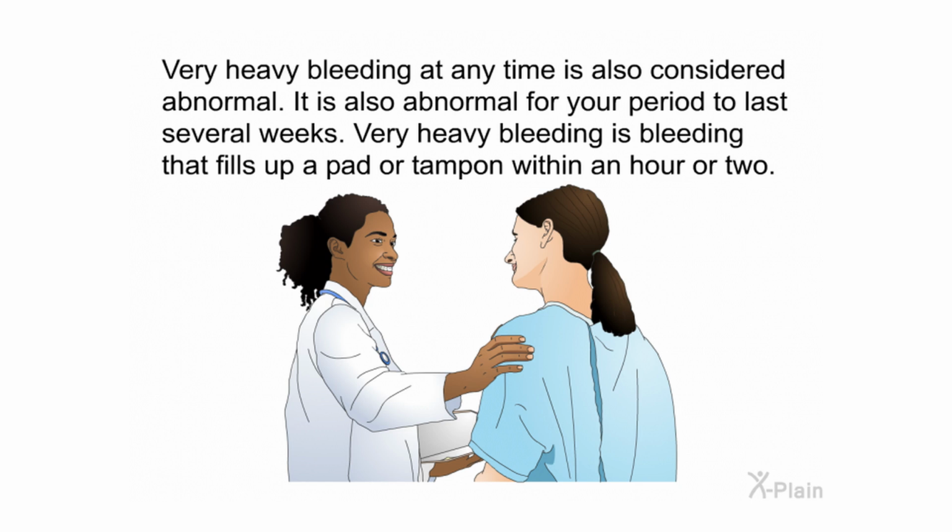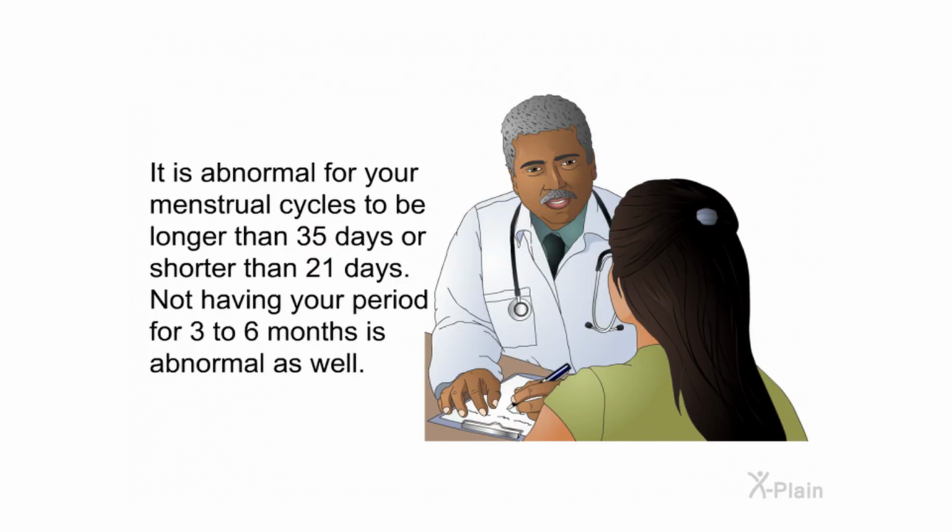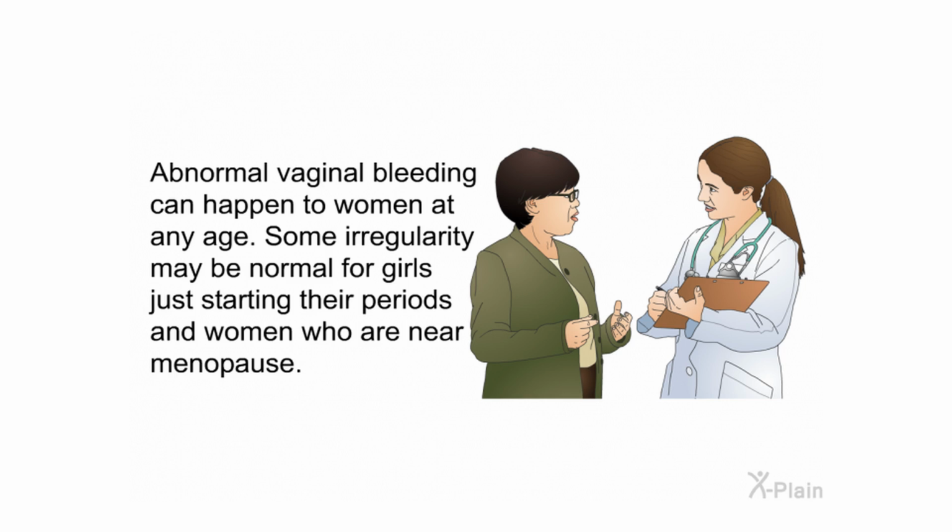It is also abnormal for your period to last several weeks. Very heavy bleeding is bleeding that fills up a pad or tampon within an hour or two. It is abnormal for your menstrual cycle to be longer than 35 days or shorter than 21 days. Not having your period for 3 to 6 months is abnormal as well. Abnormal vaginal bleeding can happen to women at any age. Some irregularity may be normal for girls just starting their periods and women who are near menopause.